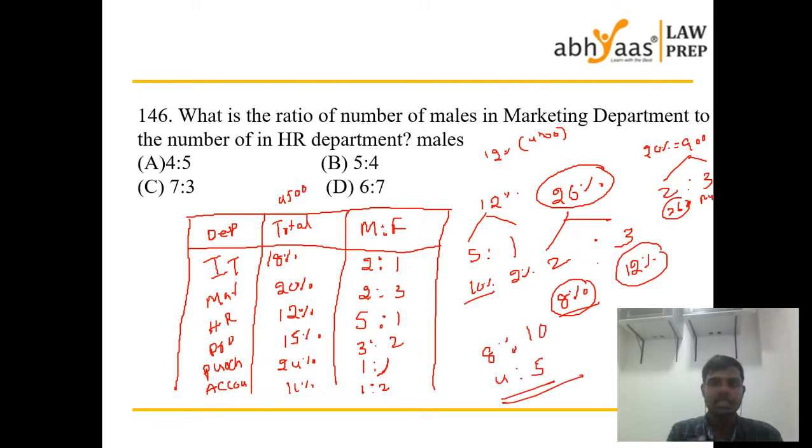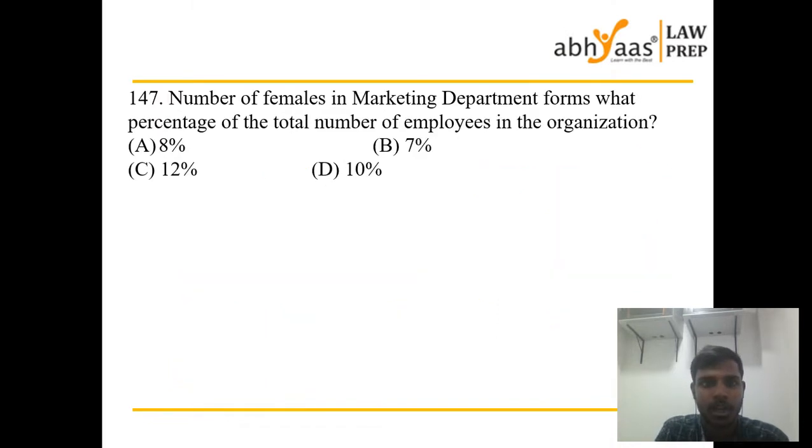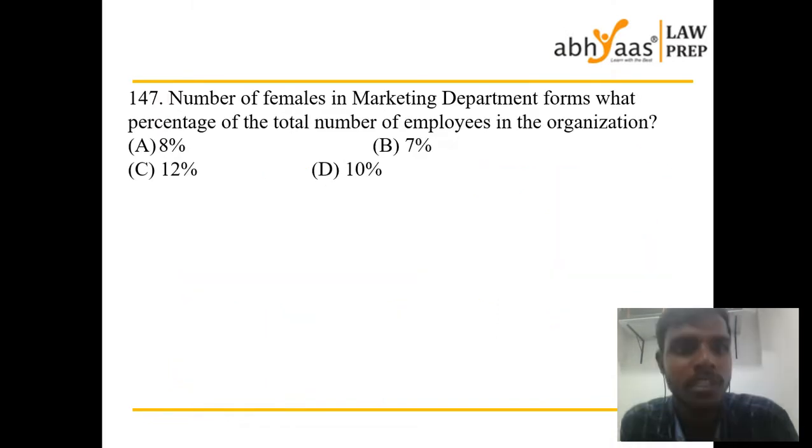Okay. If you solve by directly taking percentages, it can be done in minutes. But if you try to solve by taking the total number, it may take 1.5 to 2 minutes depending on your calculation speed. I would suggest this method. Okay. Now, question number 147.